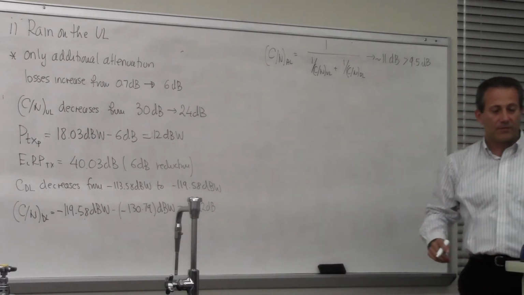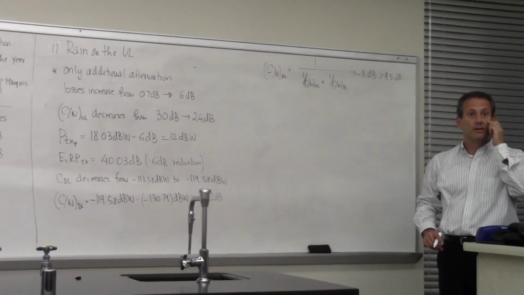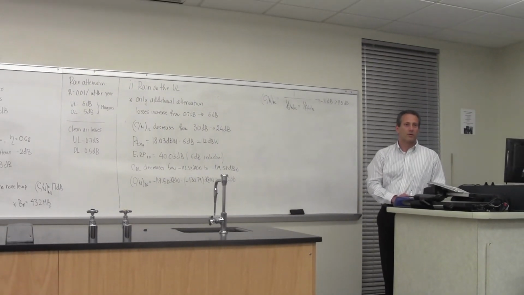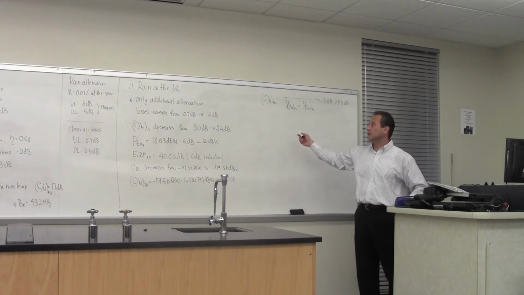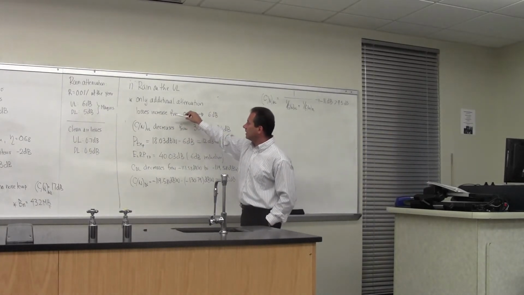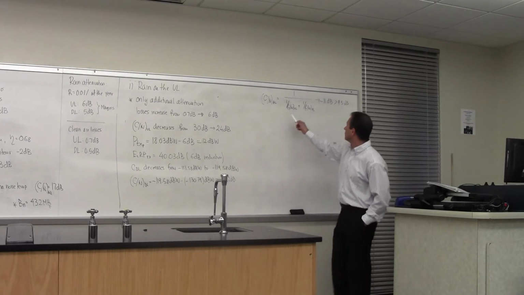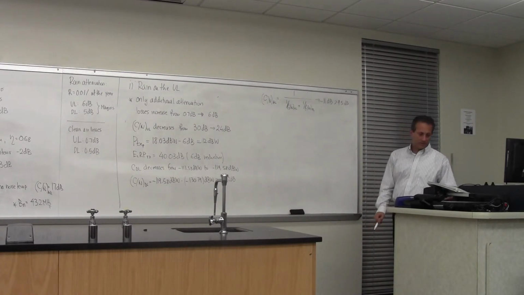So here's the first observation. When it rains on the uplink, it rains on the downlink too. Why? Because if you have a transponder that has a fixed gain, the signal attenuates on the uplink, and because the gain is fixed, the EIRP is lower, and therefore it impacts your overall link budget two ways.